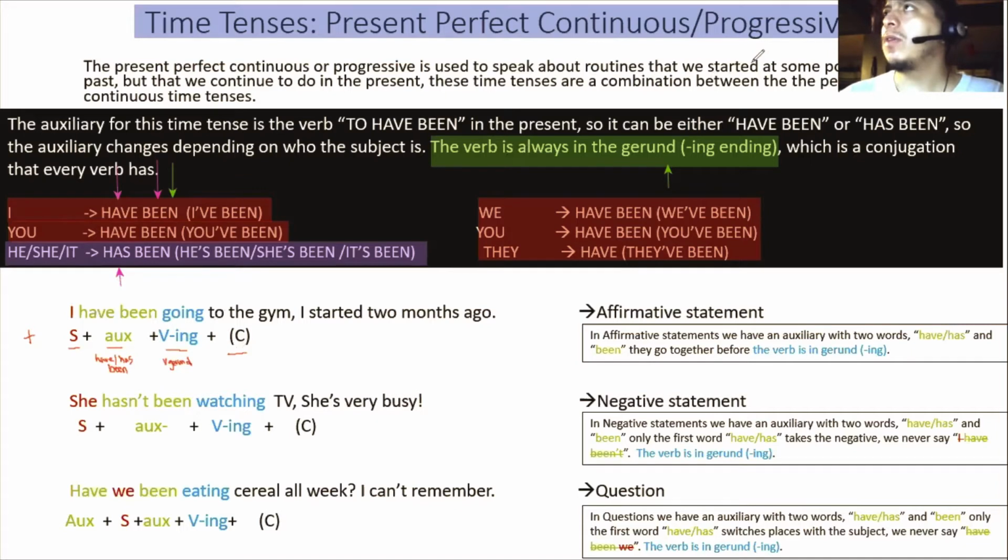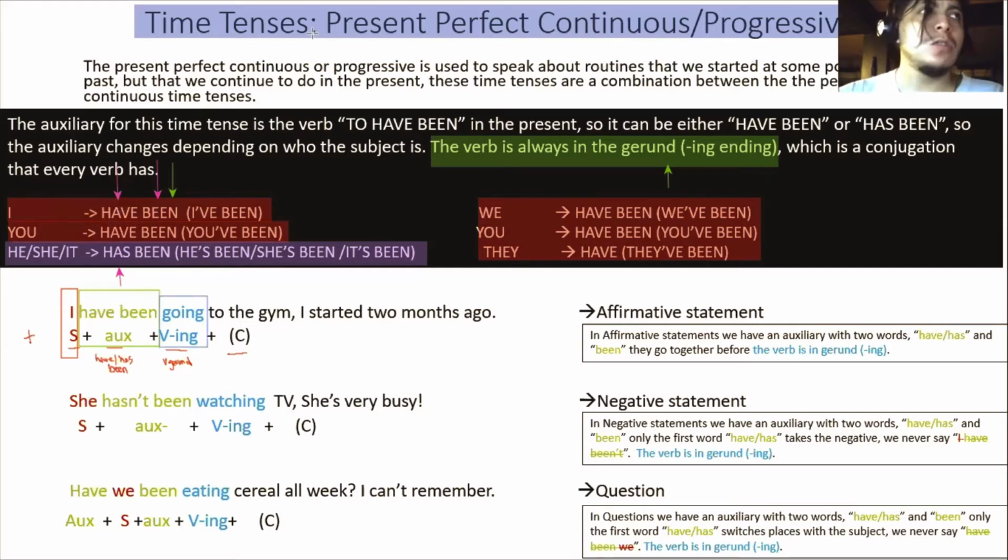So, for example, we have this. Subject, I. Yes? Auxiliary: the auxiliary is a little longer, it is two words, have been. Remember, it's always have been. Because it is the first person of the singular, you use have. If it was the third person of the singular, like she, then it would be has. In this case, it's I have. Okay? Then we have the verb. The verb is always in gerund, ing.